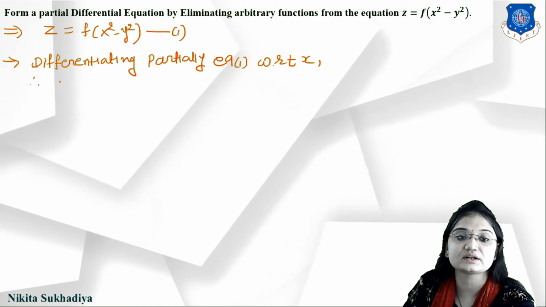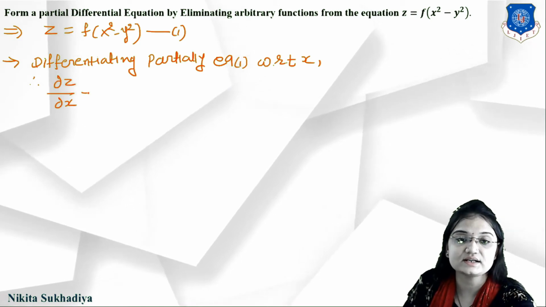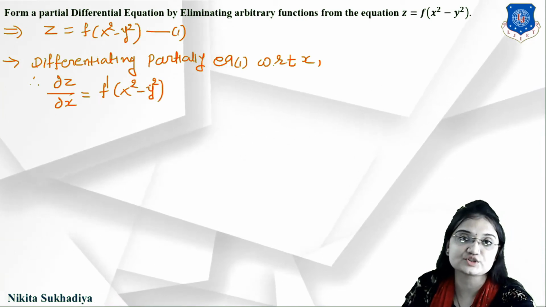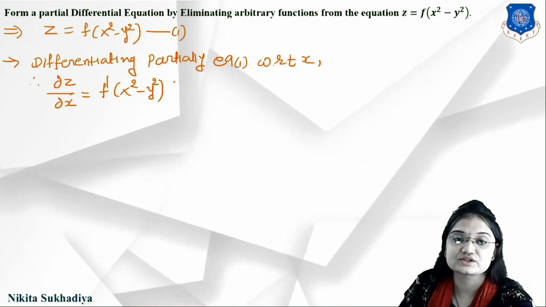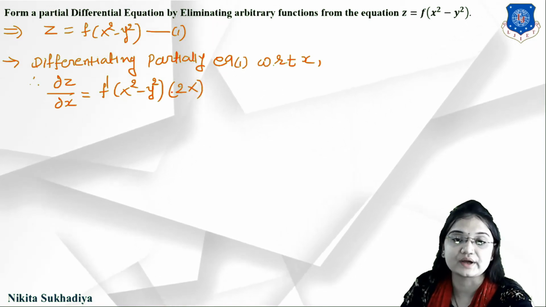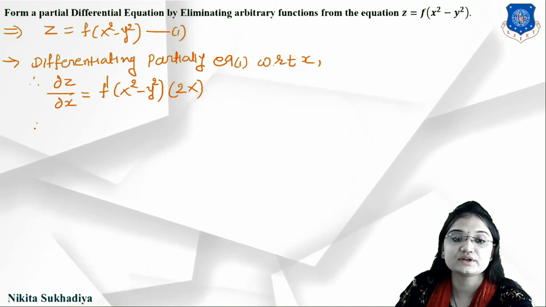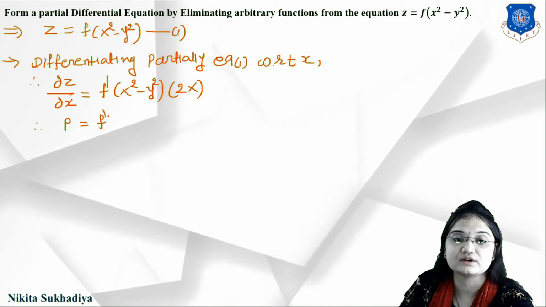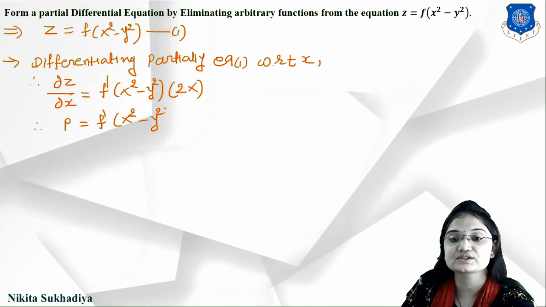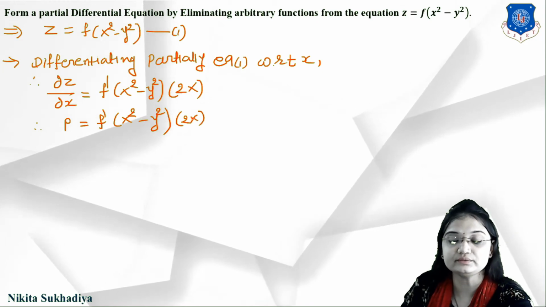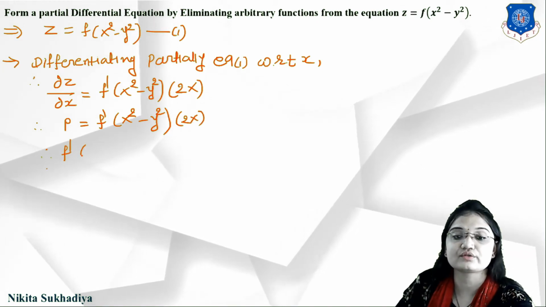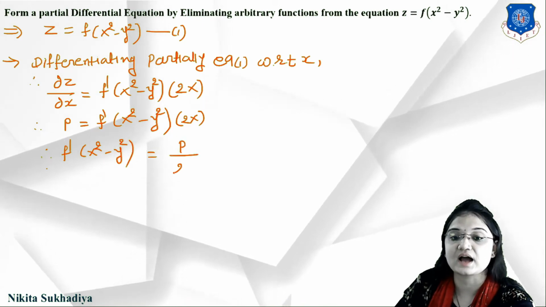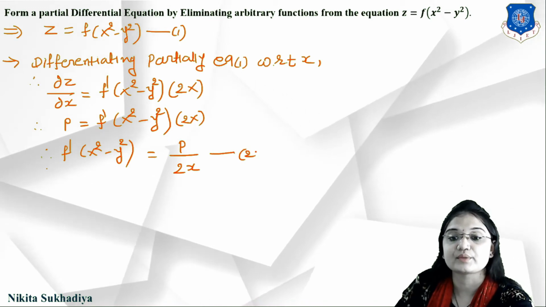Okay, so we will get del z by del x is equal to f dash of x square minus y square, and with respect to x, the derivative of x square will become 2x. Okay, now here we know that del z by del x is equal to small p. So put here small p is equal to f dash of x square minus y square into 2x. Okay, so now by taking f dash of x square minus y square common, we will get p by 2x. This one is equation number 2.